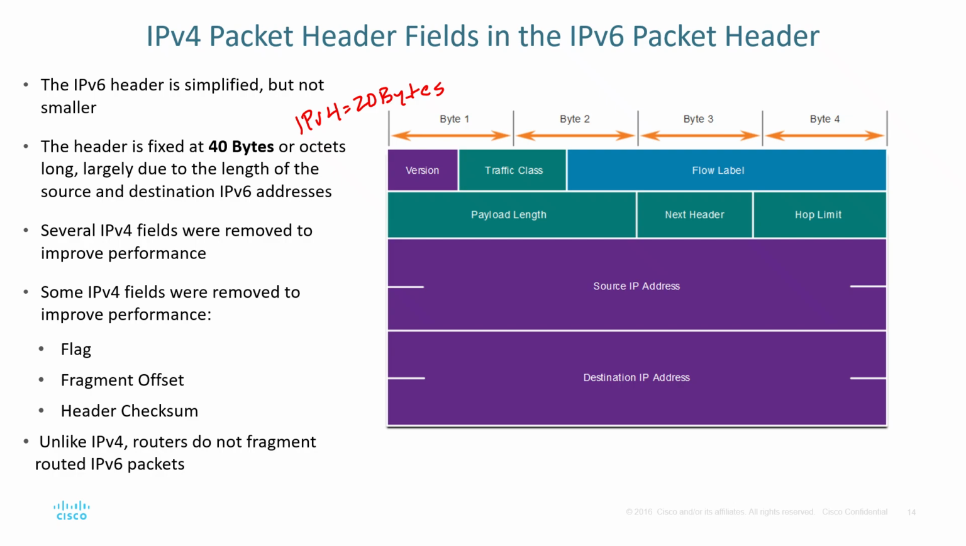Some of the things that were removed to improve that performance were the flag field, the fragment offset, because again, IPv6 does not fragment, and the header checksum. So again, unlike IPv4, your routers do not fragment IPv6. So again, as you see, very small header fields.